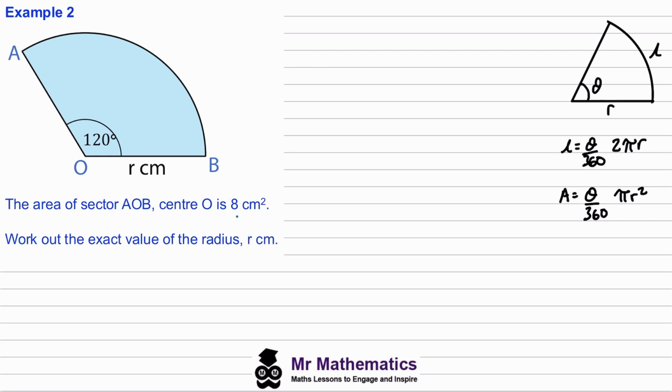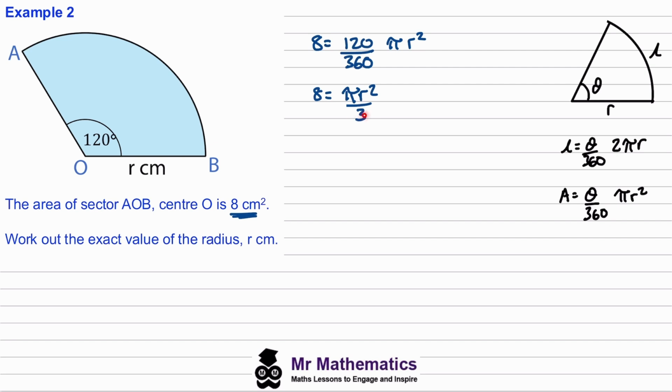Okay, so how did you get on with that? Because we've been given the area, we're going to use this equation. So we'll substitute in the 8. This will be the angle theta, so 120, over the 360 times pi times the radius squared. And then we can simplify this fraction as 1/3. So 8 will equal pi r squared over 3.